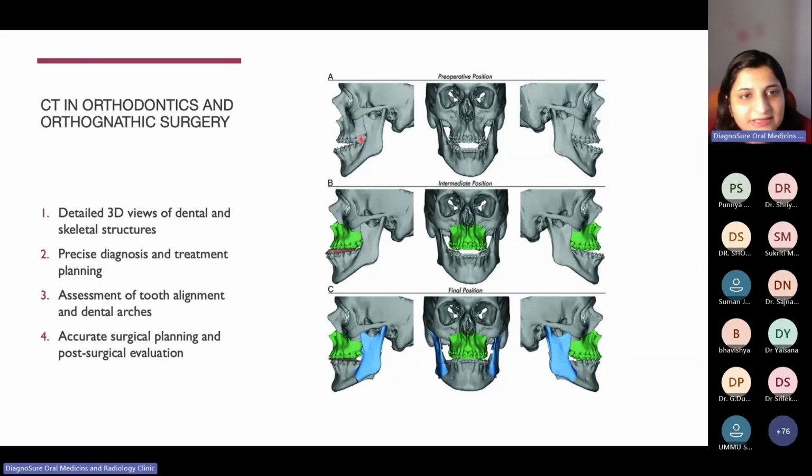So here we can see in this image, this is the preoperative position, and transiently, this is how it will appear. And after complete surgical intervention, this is the position that the patient can expect. So this is all 3D generated images for patient education and planning. It helps in assessing the alignment of teeth, the relationship between dental arches, the anatomy of the jaw, and it ensures accurate surgical planning for effective post-operative assessment.